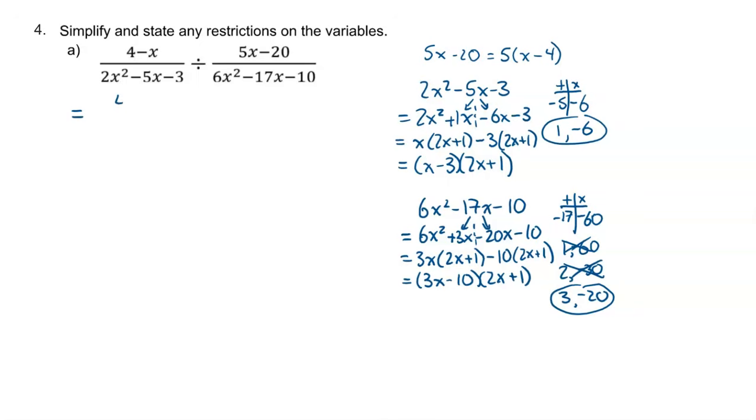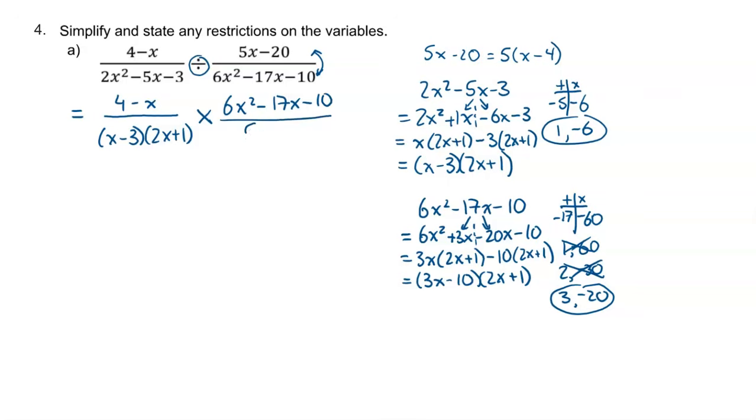So go ahead and 4 minus x. That's being divided by the 2x squared minus 5x minus 3, which became x minus 3 times 2x plus 1. And then we're dividing that by what's on the right there. Now, remember that division of a fraction is the same as multiplying by the reciprocal. So let's go ahead and just take the reciprocal right now. I'm going to do this in two steps, so as not to confuse anyone here. But I'm going to first take the reciprocal, and then I'm going to show the factored forms of everything in a moment for this second fraction.